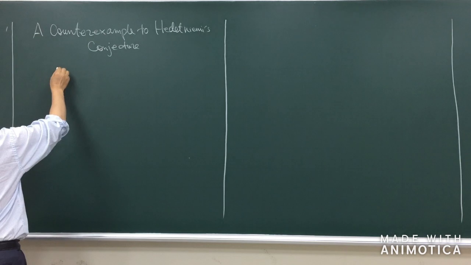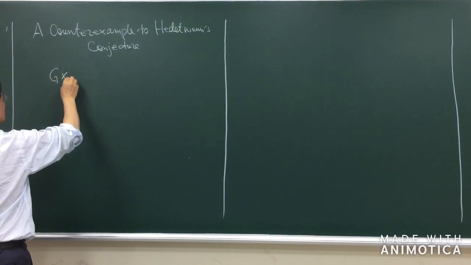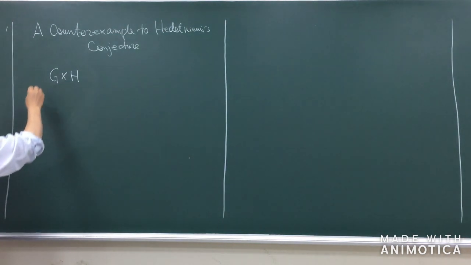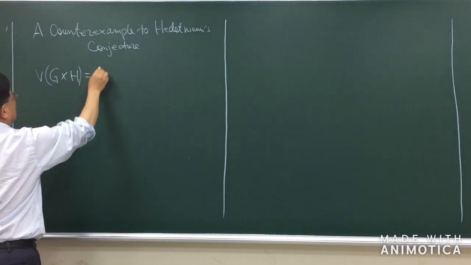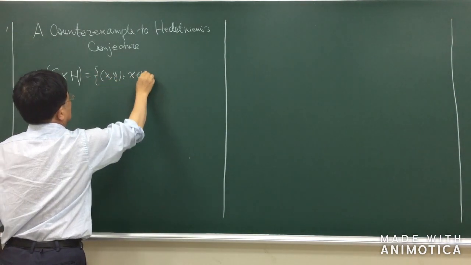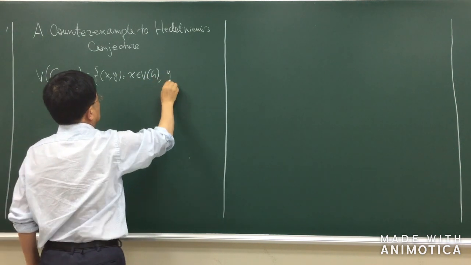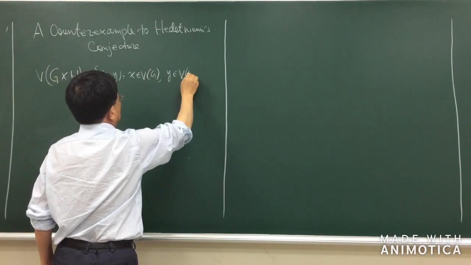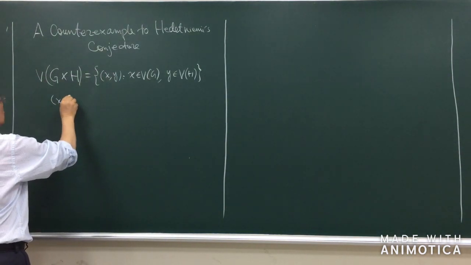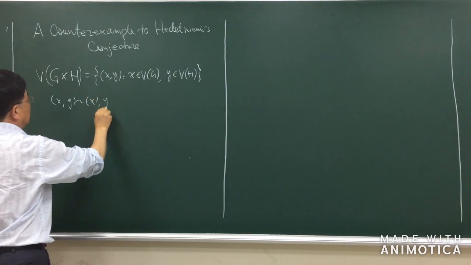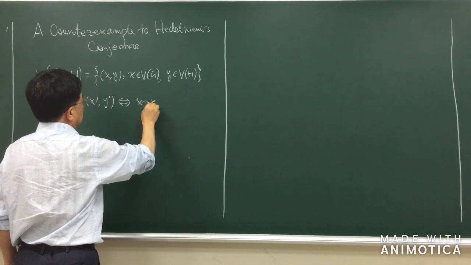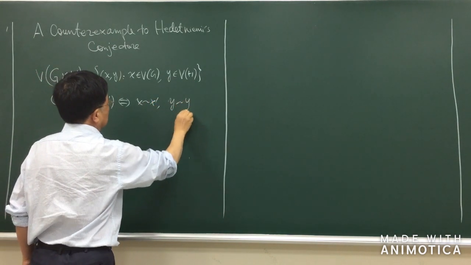Suppose G is a graph and H is a graph. The product graph has vertices the pairs (x, y), where x is a vertex of G and y is a vertex of H, in which (x, y) is adjacent to (x', y') if and only if x is adjacent to x' in G and y is adjacent to y' in H.